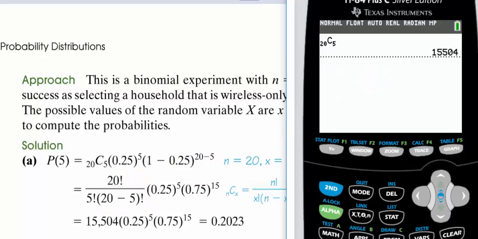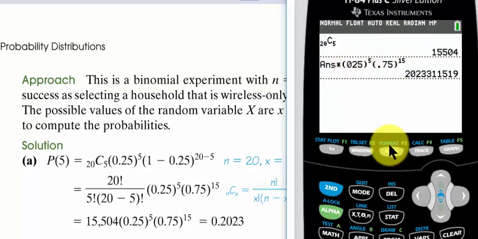And then I'd have to multiply that by this 0.25 in parentheses, raised to the 5th power, and that would be times the 0.75, raised to the 15th power. And when I press enter, oops, I made a boo-boo. You see what happened? I forgot to put this as 0.25.